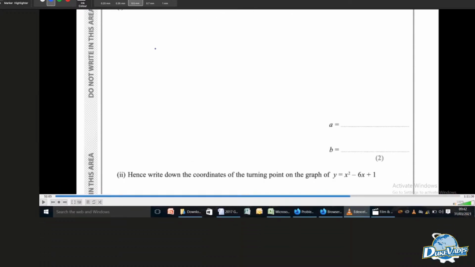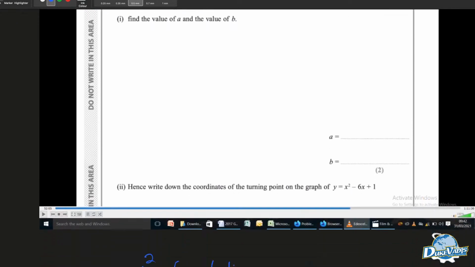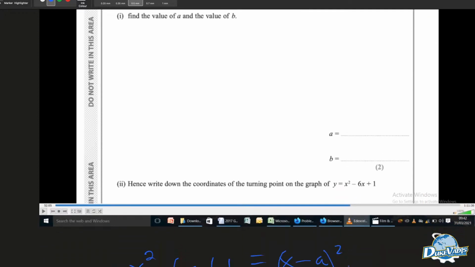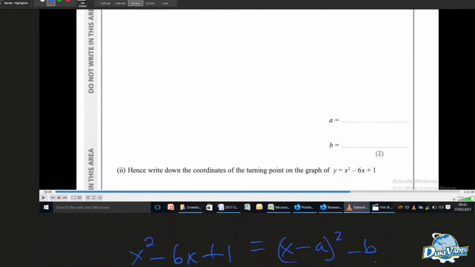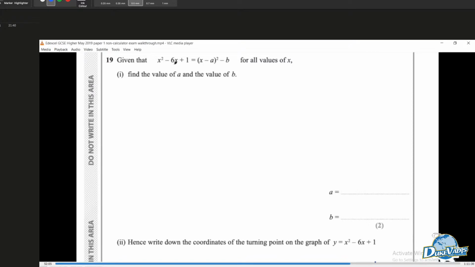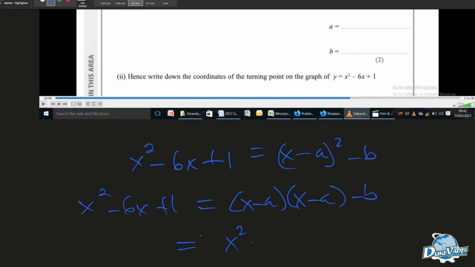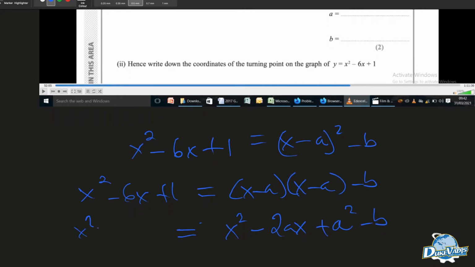We have been given that x squared minus 6x plus 1 is equal to (x minus a) squared minus b, and we are asked to find the values of a and b first, then find the turning point of the graph. Let's expand the right hand side. This will be (x minus a) squared minus b, which gives us x squared minus 2ax plus a squared minus b. This x squared minus 6x plus 1 is our left hand side.